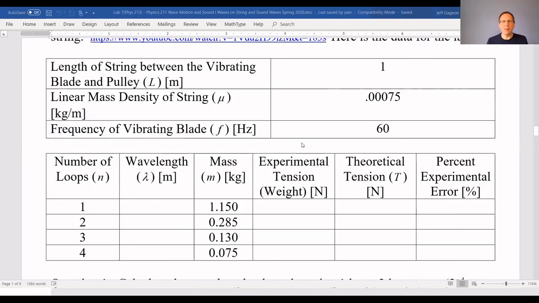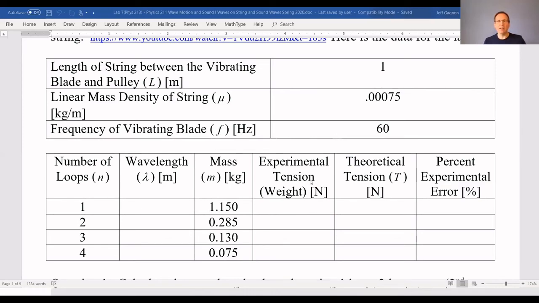Here's the data table. The length of the string between the blade and the pulley, L, is given as 1 meter. The linear density of the string, mu, is given as 0.00075 kilograms per meter. And then the vibrating blade's frequency, f, is given as a constant, 60 hertz. So that blade was vibrating up and down or left and right 60 times a second.